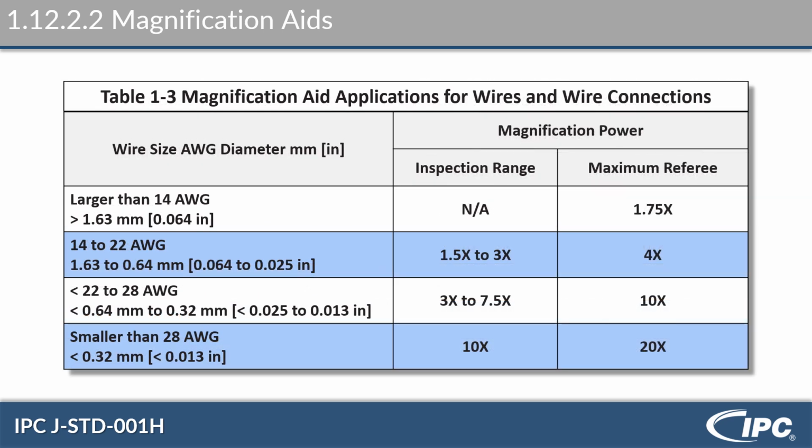And then table 1-3 is magnification for wires and wire connections. Right here where it says 14 to 22 and then less than 22 to 28 gauge. In wire, the larger the number, the smaller the wire. So 14 gauge wire is way thicker than a 28 gauge wire.